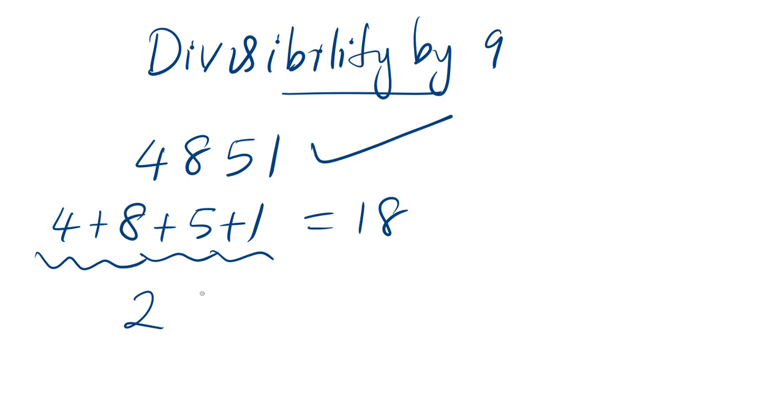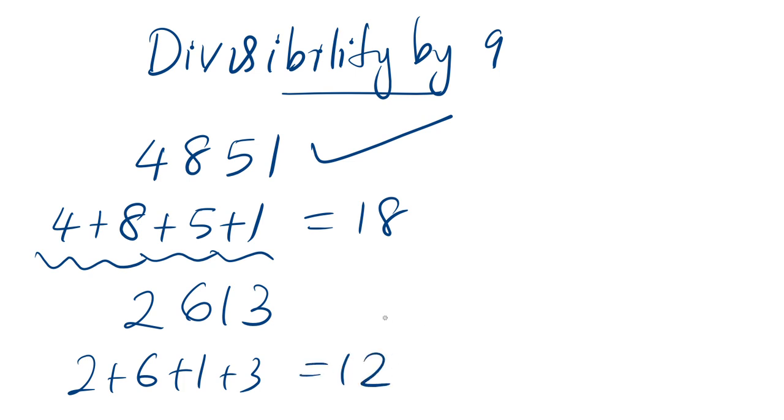Okay. Then what about this one? 2613. Take the sum. 2 plus 6 plus 1 plus 3. 2 plus 6 is 8. 8 plus 1 is 9. 9 plus 3 is 12. 12 is not a multiple of 9. So this one is not divisible by 9.